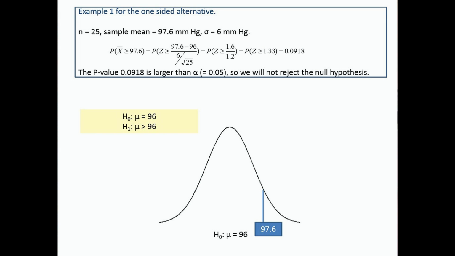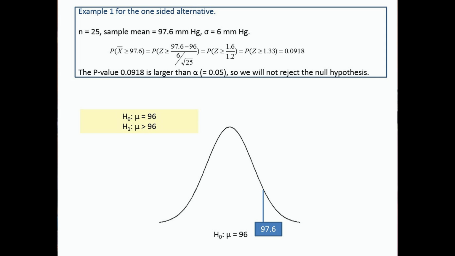I will give two examples, both for testing a null hypothesis against a one-sided alternative. In the first example, we test the null hypothesis mu is 96 against the one-sided alternative that mu is larger than 96. We have from a normal distribution a random sample of 25 observations, with a sample mean 97.6, and the population standard deviation is known to be 6 mm mercury.